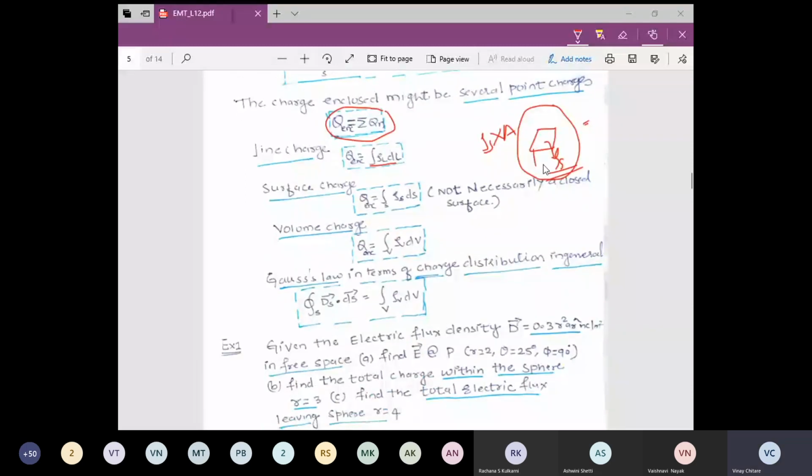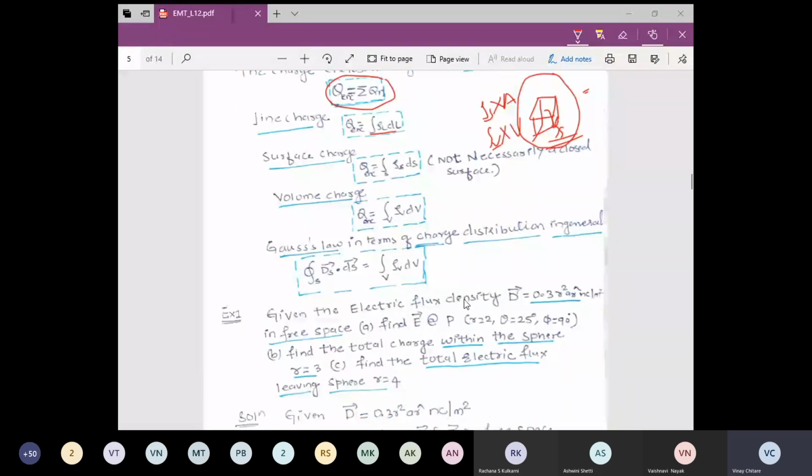Similarly, I can also place a volume inside a closed surface, and you can find the total charge present inside this volume. In that case, we have to multiply rho v into v, provided rho v is uniform. If it is not uniform, we have to use this integration.